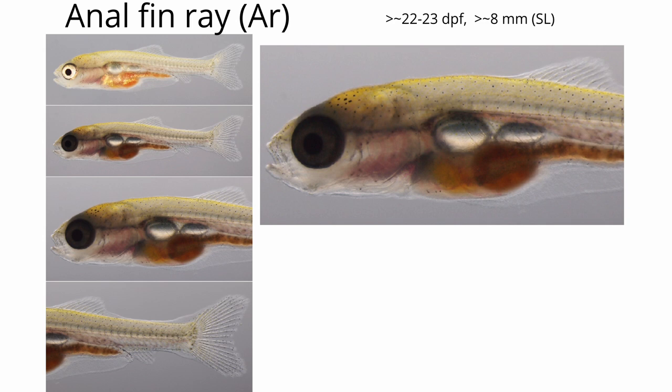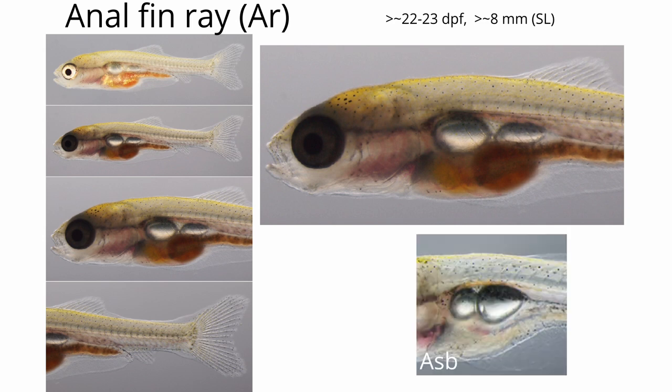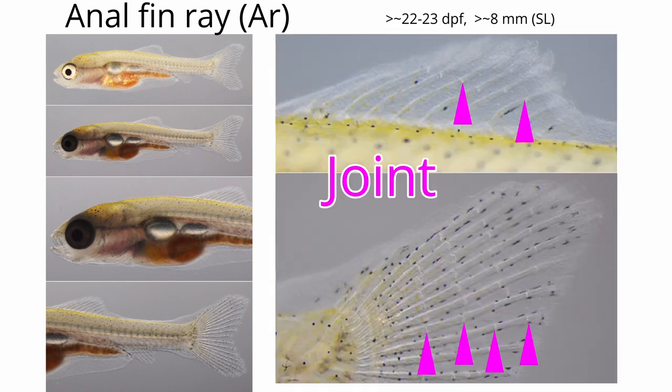First is the size of the swim bladder. Up until now, the posterior swim bladder was larger, but at this stage, the anterior swim bladder looks bigger. Multiple bamboo joint-like structures are clearly visible on the fin rays of the dorsal and caudal fins.